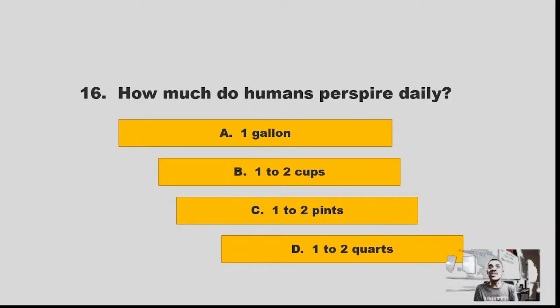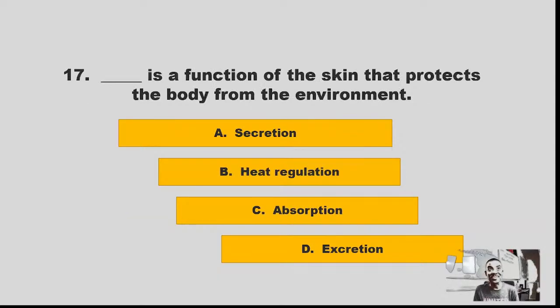And how much do humans perspire daily? Let's get back to that. Is it 1 gallon? Is it 1 to 2 cups? Is it 1 to 2 pints? Or is it 1 to 2 quarts? Hey, if you said C, 1 to 2 pints, then you are correct. So let's go on ahead and move on to our next question.